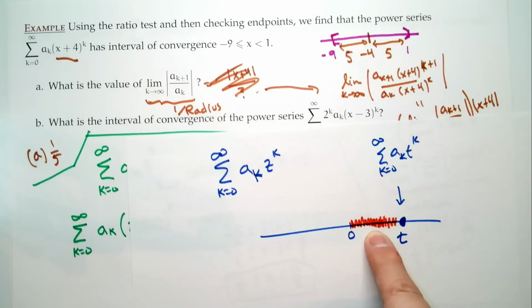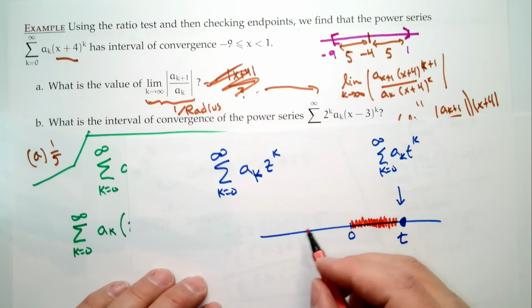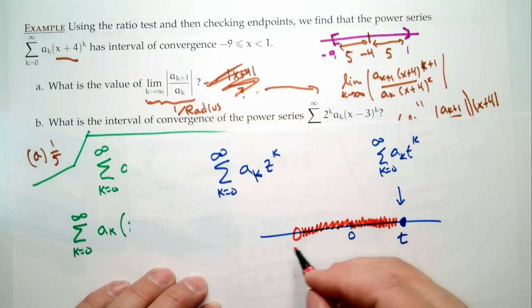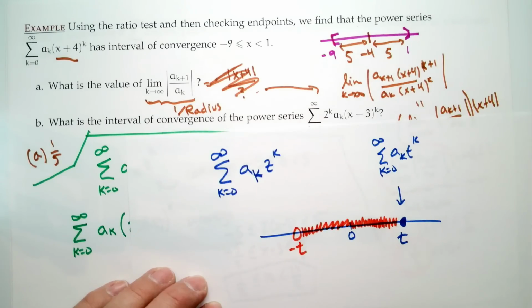Now you might say, do I get anything more? And the answer is I do get more. What else do I know? Well, anything on the other side will also converge, up to negative t. Now I don't know what happens at negative t. It's not quite enough. All I can say is anything smaller than it will also converge. And that's just looking at a root test or a ratio test. It also has to converge.